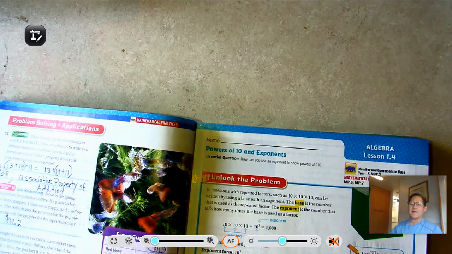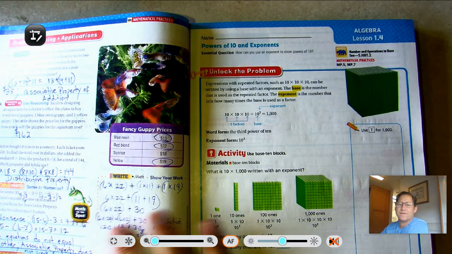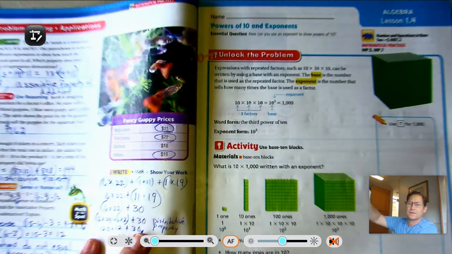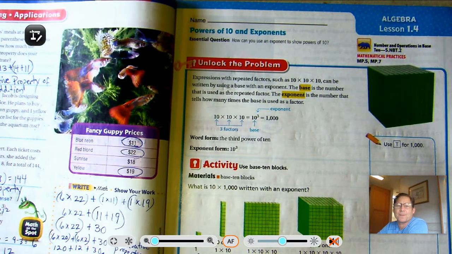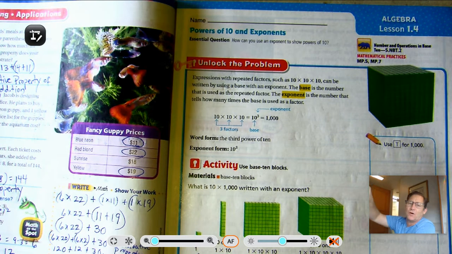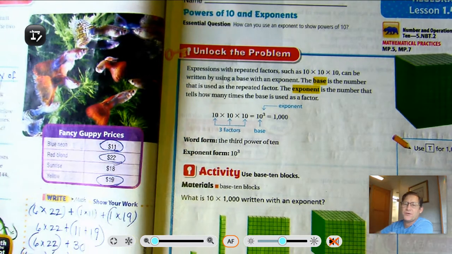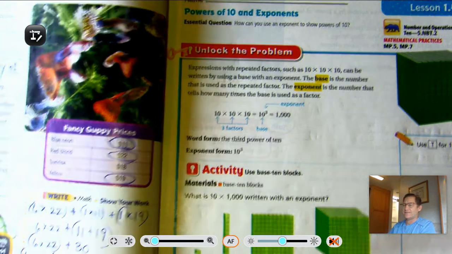Hello, everybody. So we're going to continue with lesson 1.4 today in the 5th grade Go Math textbook. We are on page 17. So powers of 10 and exponents. And so our question today is, how can you use an exponent to show powers of 10? Well, let's look at the unlock the problem.